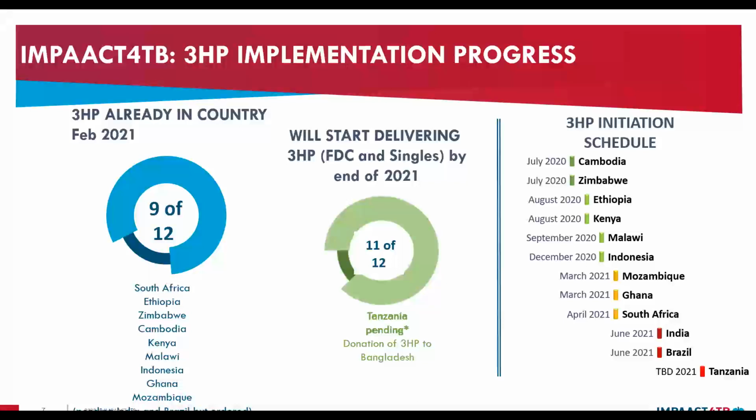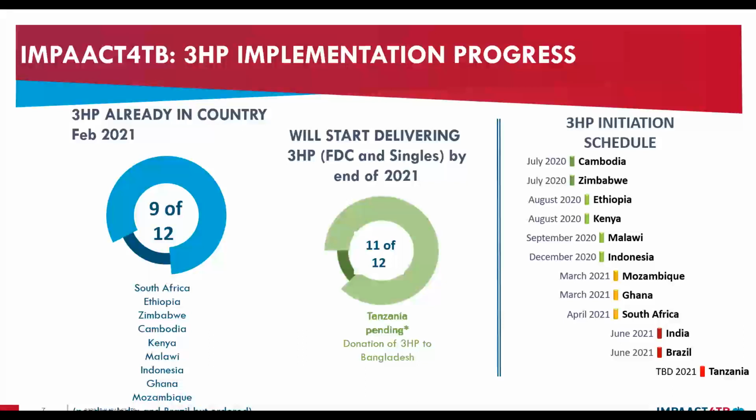Ethiopia also has boxes. Bangladesh has some boxes going on. So we have not started, but the orders are moving, and your country might have ordered some. But where we have 3HP and the Sanofi single formulation under this project are listed below. India and Brazil are there. They've ordered, but they haven't been able to receive their orders yet.